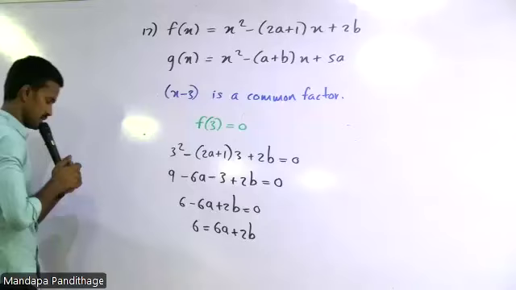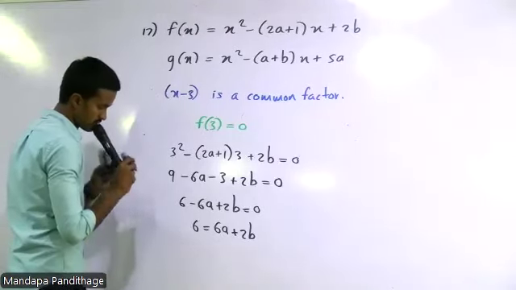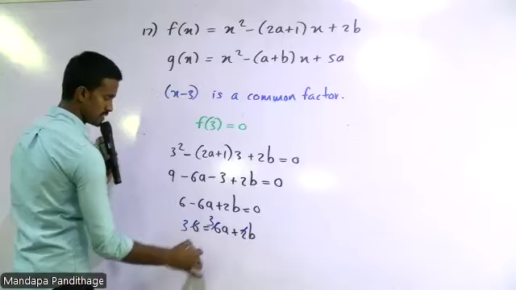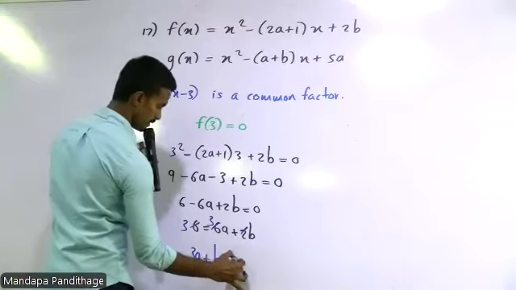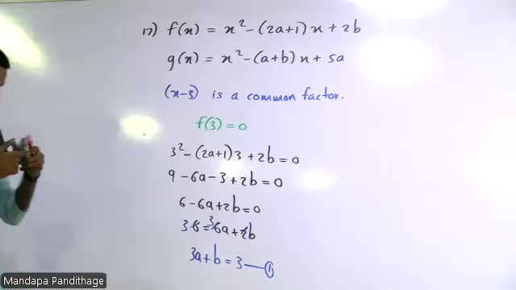Here you can see there is a simplification. 1, 2 is here, 3 and 3. So what is the first equation? I get 3a plus b is equal to 3. Okay, I get one equation: 3a plus b is equal to 3. Correct. Okay, then again it is clear.